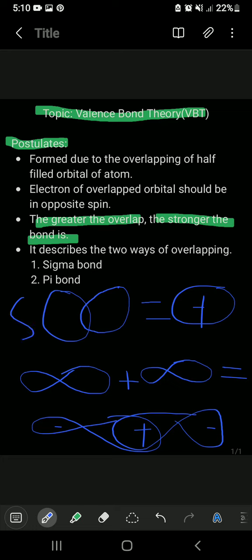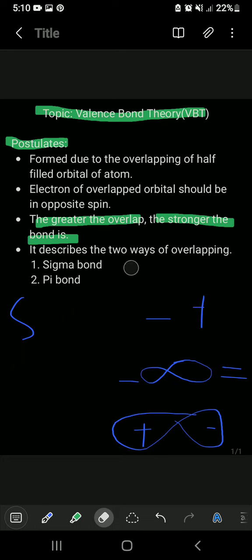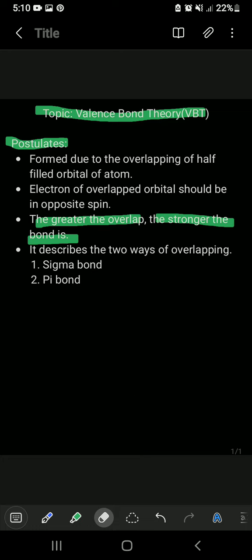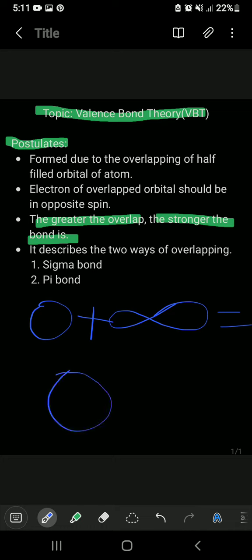In the ss orbital the bond is weaker than in the pp orbitals. Now if we talk about the sp orbital, s is circular and p is a dumbbell. S plus p makes a shape like this, which means it is stronger than the ss orbital but not as strong as the pp orbitals.